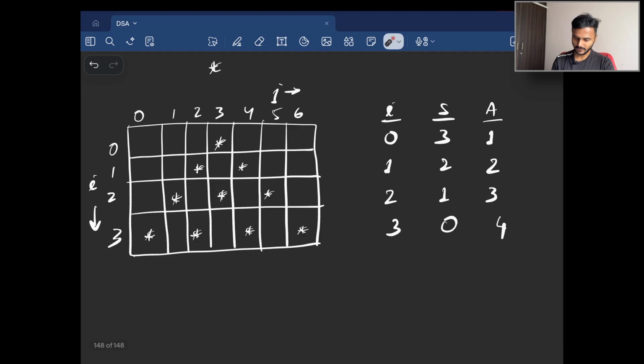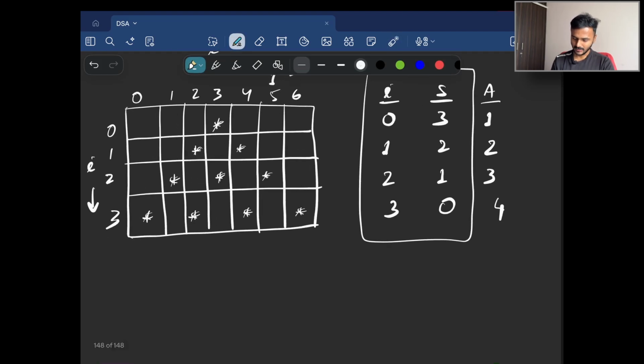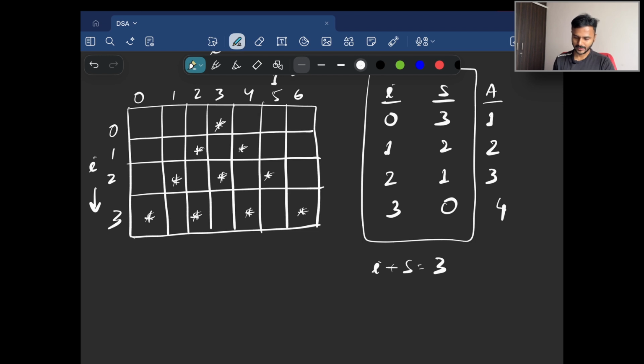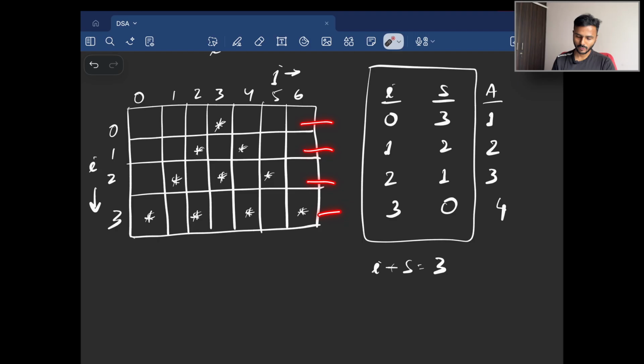So let's first of all focus our attention on I and S. Over here, if we compare I and S and try to find a relation between them, what you would observe is that adding the value of I with the corresponding value of S gives us 3, right? So can we say that I plus S is equal to 3? We can, right? Now this 3 over here is not a random number, of course. This 3 is because we have a total of 4 rows.